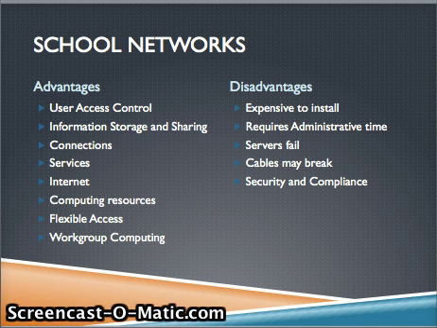So, the disadvantages. The first disadvantage is, of course, it's expensive to install. Is it worth it in the long run? Most likely, but the initial cost is expensive. It also requires administrative time. Proper maintenance of a network requires considerable time and expertise. And then, of course, servers fail. Although a network server is no more susceptible to failure than any other computer, when the file server goes down, the entire network may come to a halt.